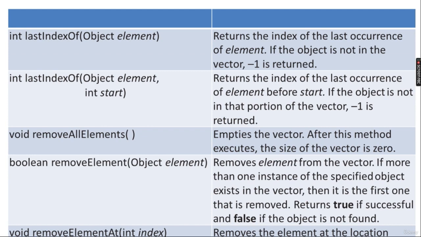Then boolean removeElement(Object element) removes a particular element from the vector. If more than one instance of the specified object exists, then it is the first one that is removed. Returns true if successful, and otherwise it will return false. Then void removeElementAt(int index) removes the element at the location specified by index.